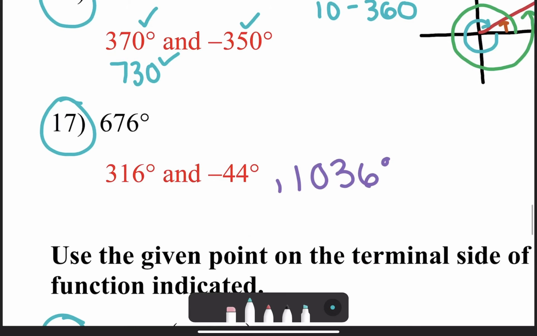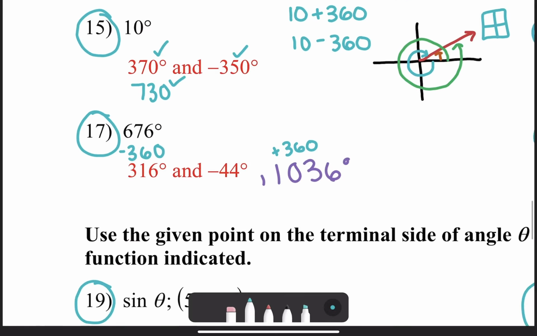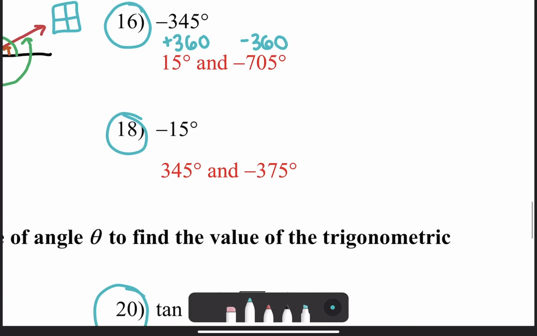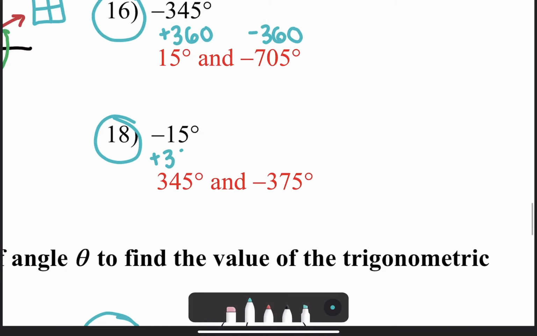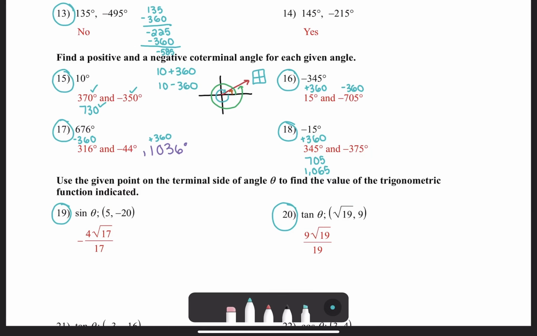In number 17, if you're at 676, you can subtract 360 and you still have a positive number. So you still have 316 in this case. You could have also added 360 and gotten another positive. To get negative 44, you had to just subtract 360 multiple times. So you just subtract until you get a negative number. In number 18, you can add 360. If you really wanted to, you could take 345 and add 360 again. And so 705 is also an answer. Or you could add 360 again, and 1065 is also an answer. So there's a lot of options that you can do for these problems.